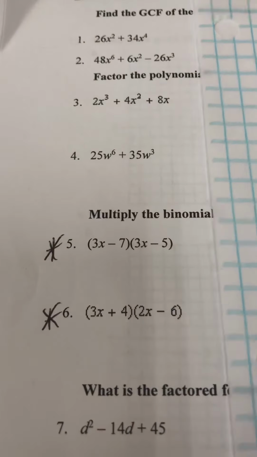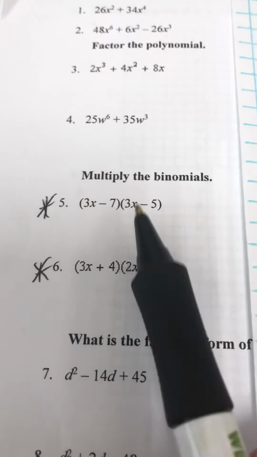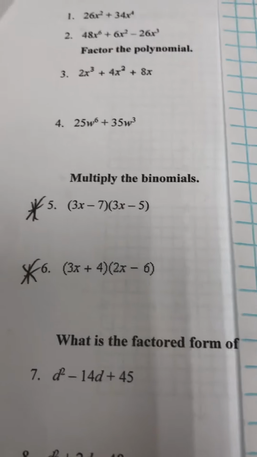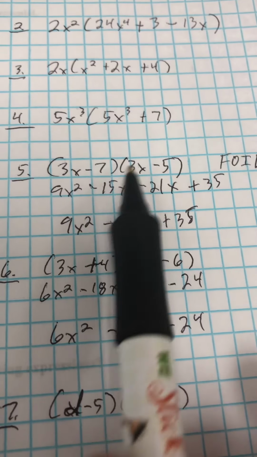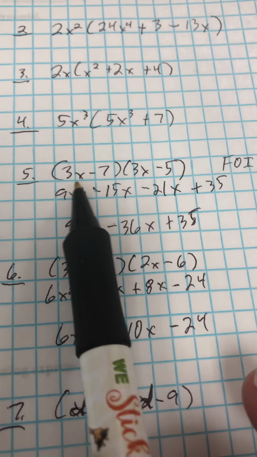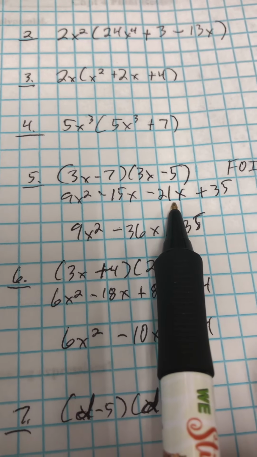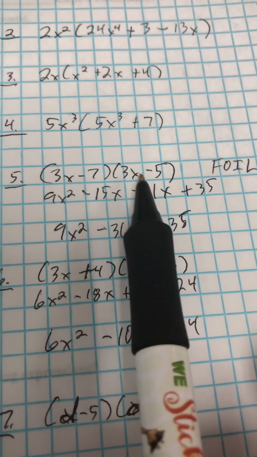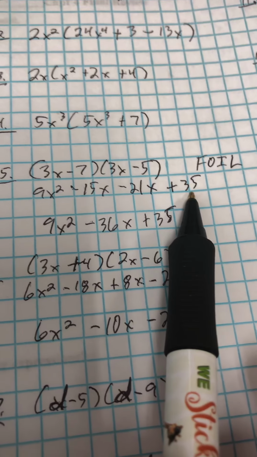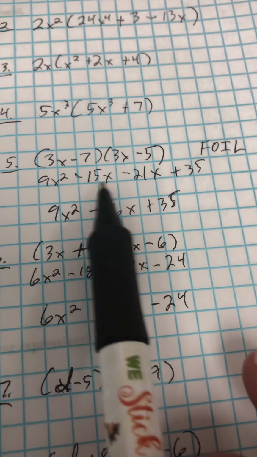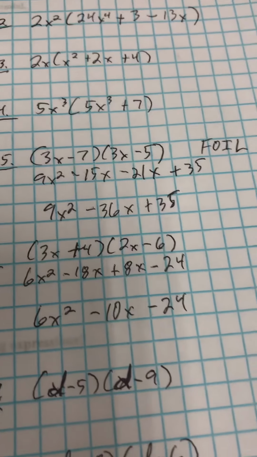So that's factored. Number 5, multiply binomials, and that star means make sure you're showing your work. So remember, we're using the FOIL method, so we're going to take the first times the first. That's what we get. Take the outsides, that's what we get, negative 15. Take the insides, that's what we get, negative 21. And then the last times last, so negative 7 times negative 5 gives you a positive 35. Combine these like terms on the inside, and I get negative 36x.